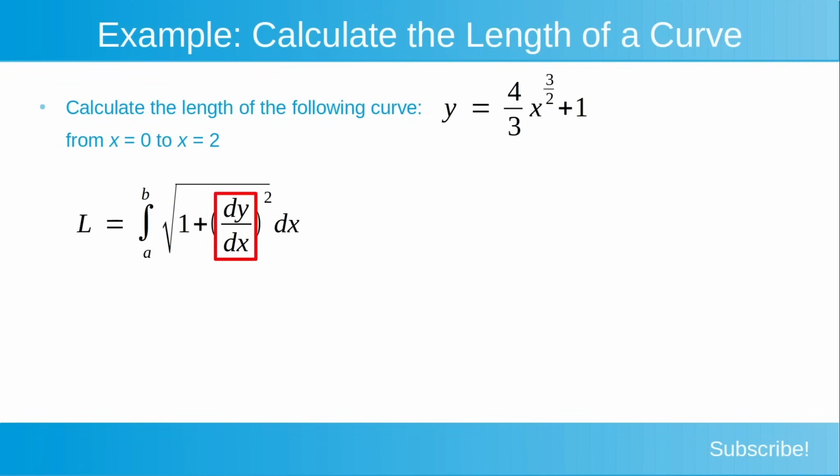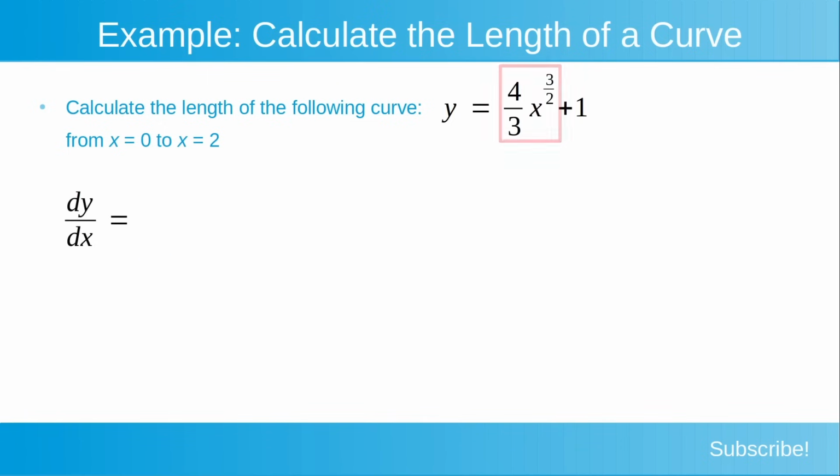For our first step, we calculate the derivative dy dx. Looking at our 4 over 3 times x to the power of 3 over 2 term, using our constant multiple rule, we can maintain 4 over 3 as a constant and then work out the derivative with respect to x of x to the power of 3 over 2. Using our power rule, we can multiply by the power 3 over 2 and then subtract 1 from the power. When we do this, we get 3 over 2 times x to the power of 1 over 2.